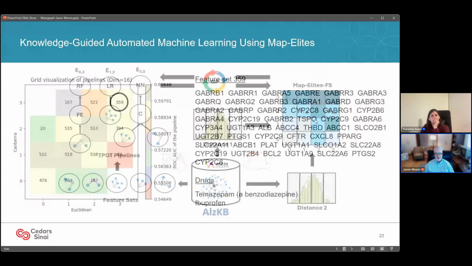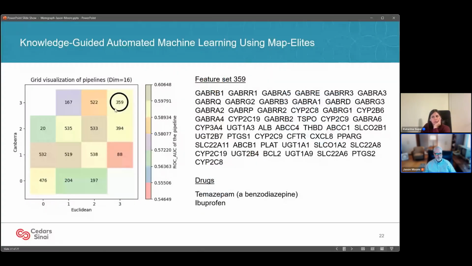Here's an example result after running this algorithm. The number here represents the feature set. I said there are close to over 500 different feature sets, so that's what the numbers represent. The brown and yellow are the best performing machine learning pipelines, and you can see the color scale here. This is the area under the ROC curve, so bigger is better.